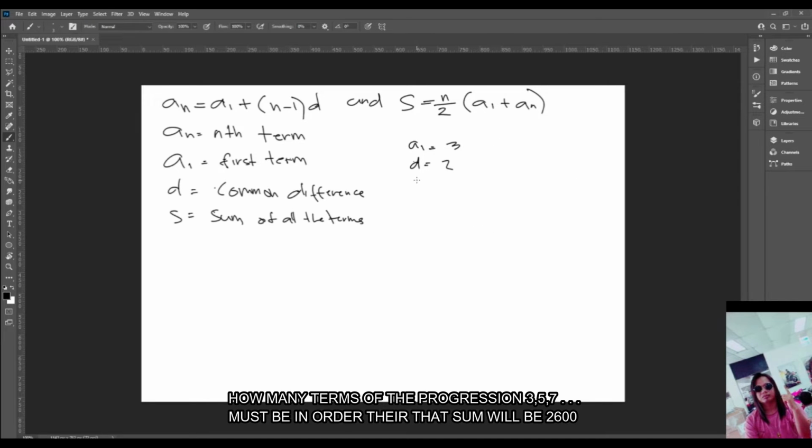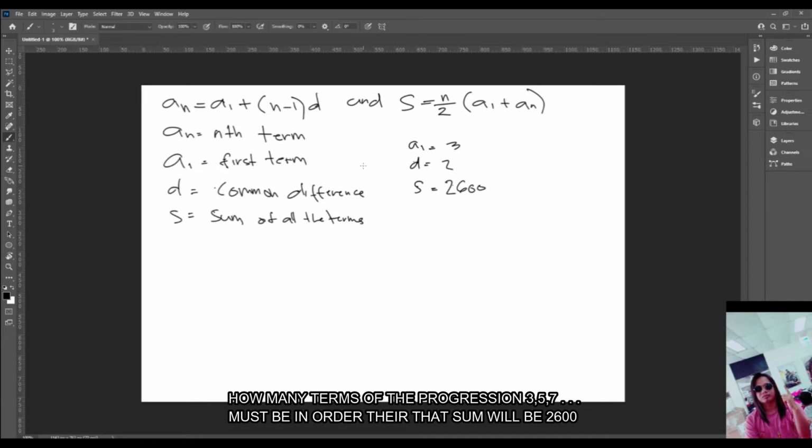This is how you can get it, but of course you can eyeball that. You can use this if the difference is too big, like 36. And our sum here is 2600.